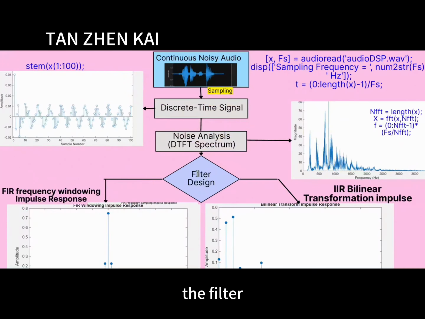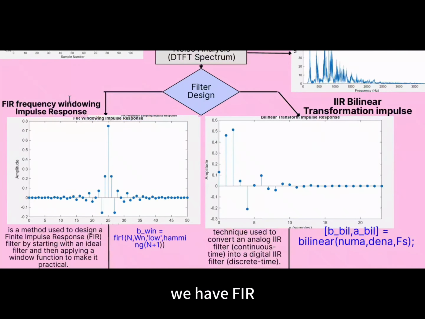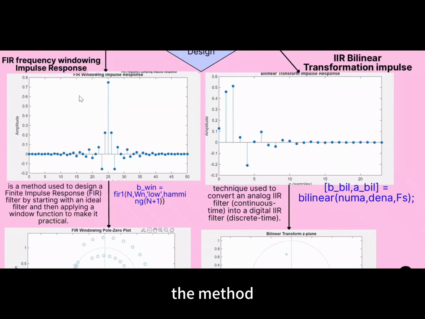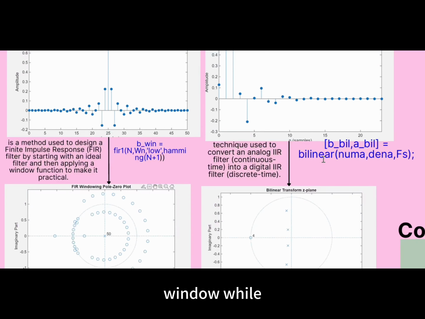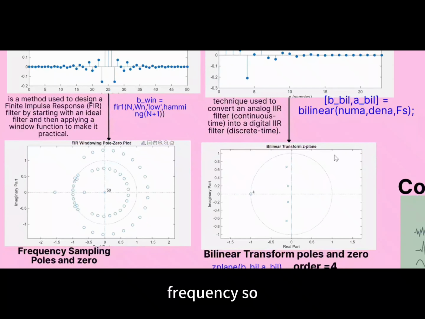Moving on to the filter design, on the left hand side we have FIR for windowing, and on the right hand side we have IIR for bilinear. So this is the method for the impulse response. The code we use for the FIR is this. N is the order for low pass filter using Hamming window, while for the bilinear, NUMA is numerator, DINA is denominator, and Fs is the sampling frequency.